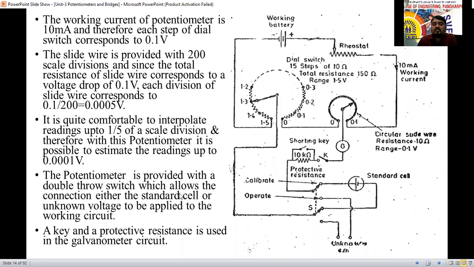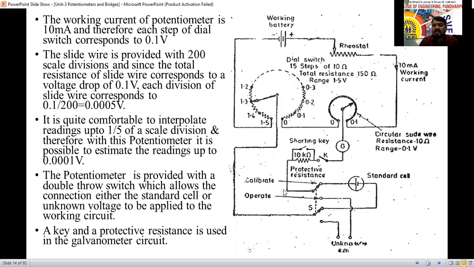So the potentiometer is provided with the double through switch which allows the connection either a standard cell or an unknown voltage to be applied to the working circuit. See here, double switch means this one is DP-DT we are going to call that one. Double pole, double through here. Here one pole is there, here second pole is there. If one switch is operated, both poles operate. So one is connected to the standard cell, another is the unknown EMF.